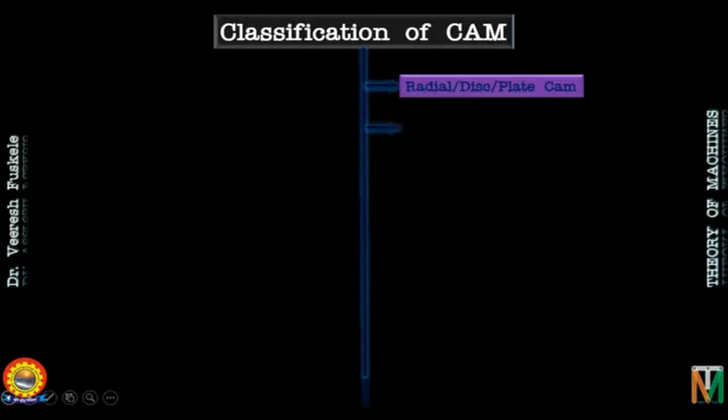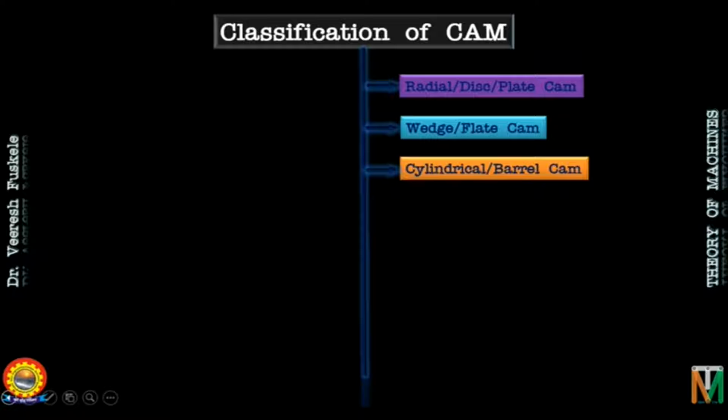And if the cam movement is translational or linear, that is linear oscillation, that is linear to and fro motion, then we call it as a wedge cam or flat cam. Then we have cylindrical cam or barrel cam, depending on the shape of the cam. If it is cylindrical and the groove is cut on the periphery of the cylinder, then it is a cylindrical cam. Then you have conjugate cam. In this, two disc cams are connected together.